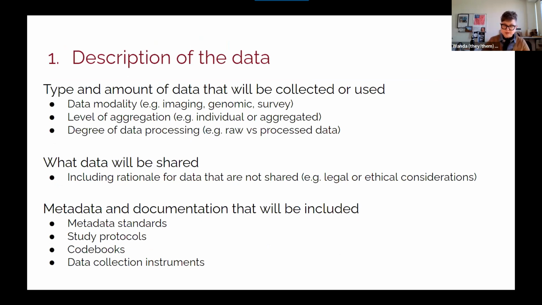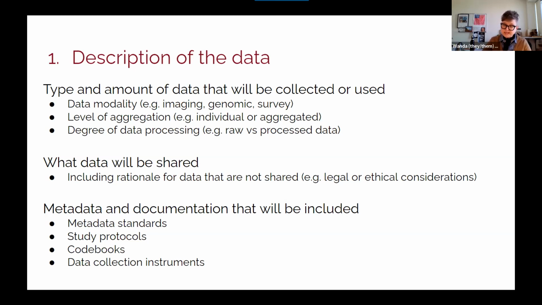So first is the description of the data that includes the type and amount of data that will be collected or used. This includes data modality. If you are collecting this data from a survey, is it imaging data, or how is the data being acquired? This also includes the level of aggregation that will be collected. Is this the individual level, or is it at the aggregated data? And you want to be explicit about that. Finally, this includes the degree of processing of the data. Are you collecting raw data, or is the data processed or simulated in some way?